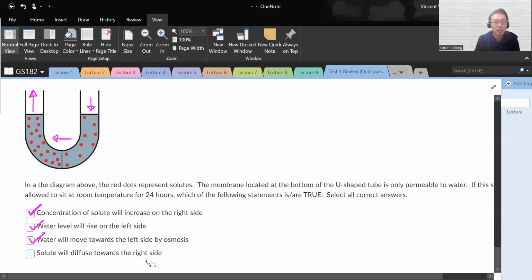Solute will diffuse towards the right side. Remember, the membrane does not allow the solute to go, right? The question says so. The membrane located at the bottom is only permeable to water. So in this case, there are 3 correct answers.